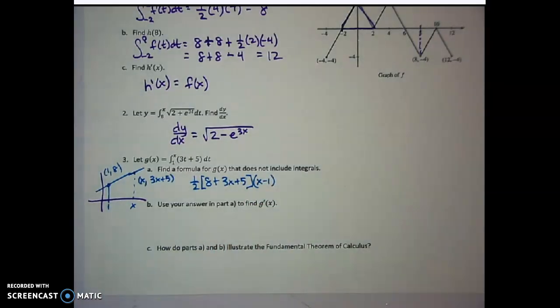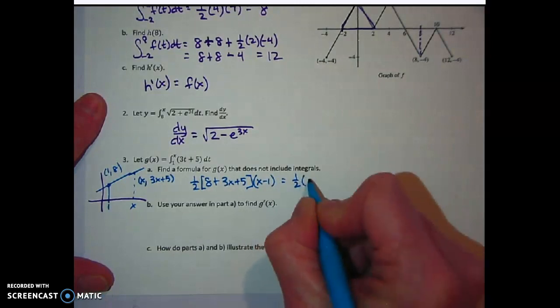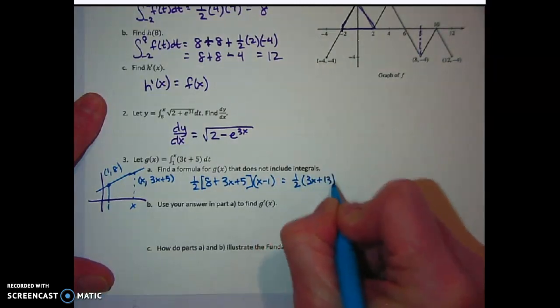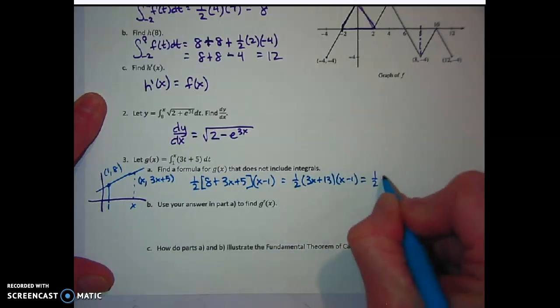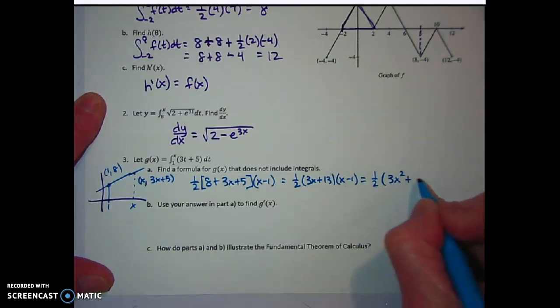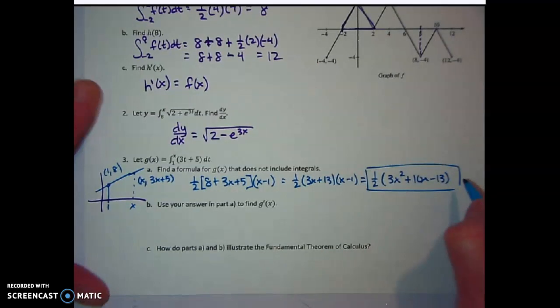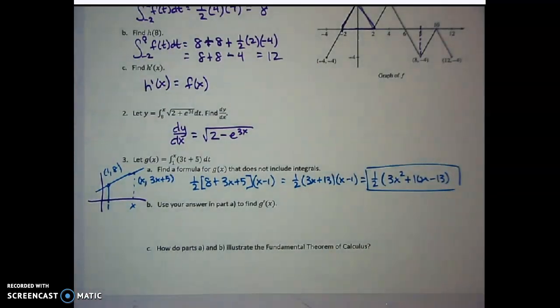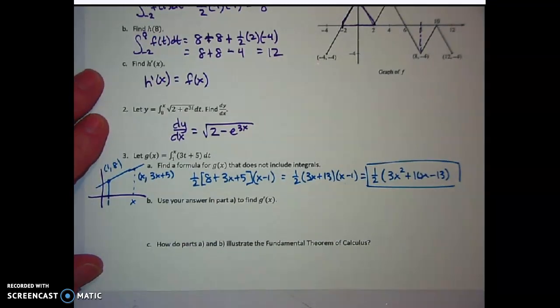Now I'd like you to simplify that. 1/2, 3x plus 13 times x minus 1. And when we multiply that together, we get 1/2 times 3x squared plus 10x minus 13. Part 2. So this is g of x. Use your answer in part A to find g prime of x.